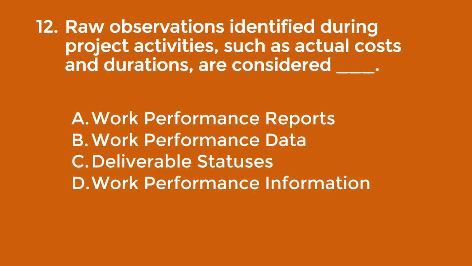Okay, question 12. Raw observations identified during project activities, such as actual costs and durations, are considered what? The answer here is work performance data. What's going to happen is that we then turn that data into useful work performance information. So an example would be, based on our actual costs, which is performance data, we know that we are overspending and at risk of running out of funding. That would be then information. We've turned data into information.